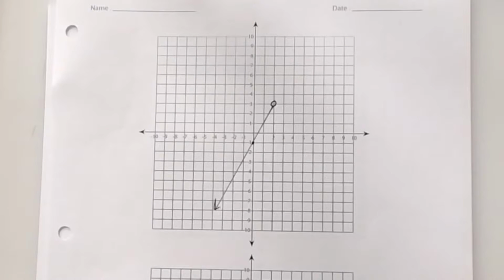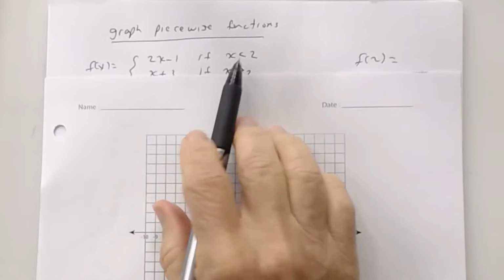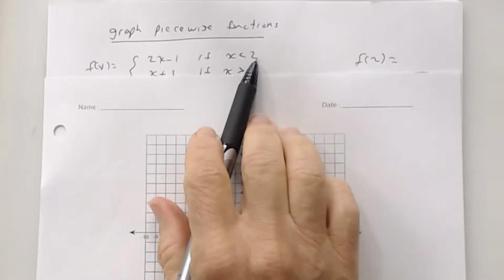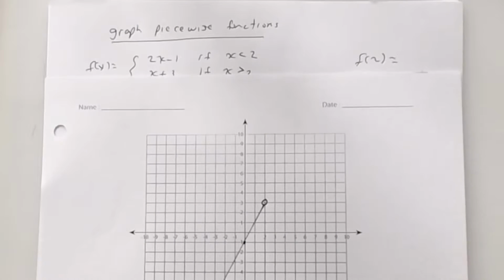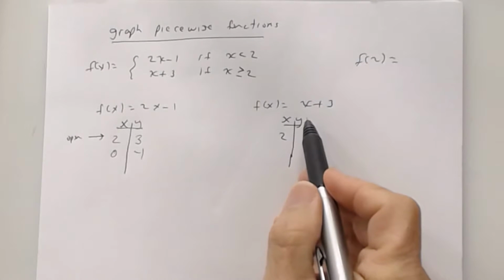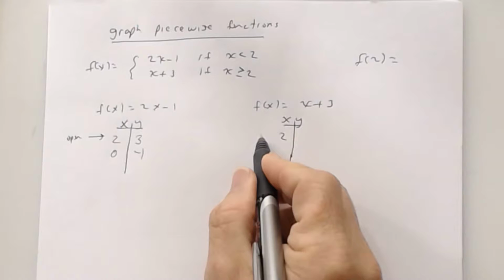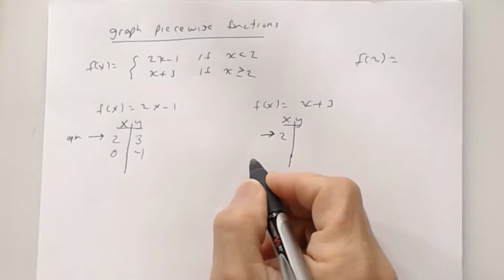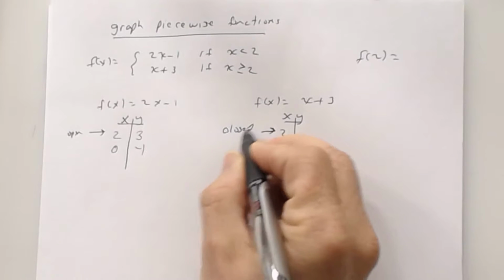Keep in mind that for the top function, the domain was strictly less than 2, it couldn't equal 2. So that's why there's an open circle here. Now let's do the bottom one. For this one, is x equal to 2 part of my domain or not? It's part of the domain, so that's going to be a closed circle.